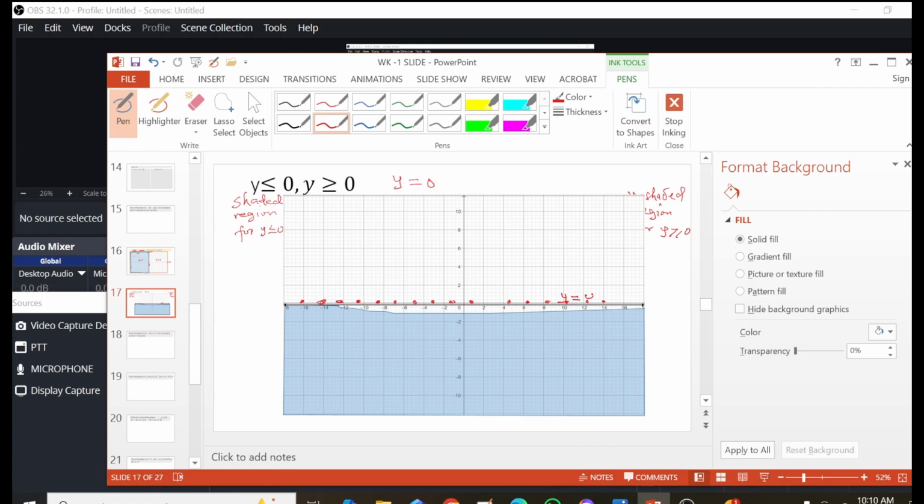Y is equal to 0. Y is greater than or equal to 0 here. But y is less than or equal to 0. The shaded part is y less than or equal to 0. But here, y is equal to 0 along the line. This thick line is y is equal to 0. Then the unshaded part here is y greater than or equal to 0. Then this shaded part is y less than or equal to 0. Every part here, their y is less than or equal to 0.